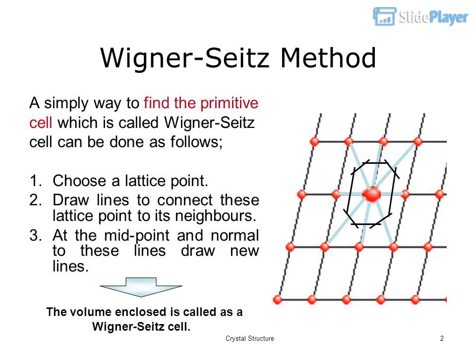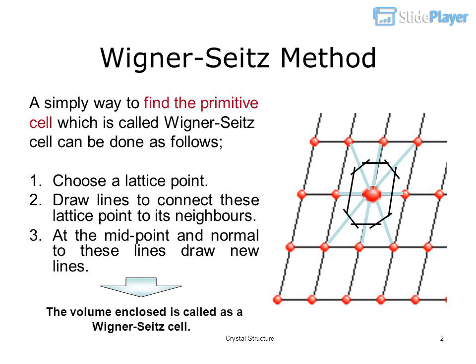A simple way to find the primitive cell, which is called the Wigner Seitz cell, can be done as follows. Choose a lattice point. Draw lines to connect this lattice point to its neighbors. At the midpoint and normal to these lines, draw new lines. The volume enclosed is called a Wigner Seitz cell.